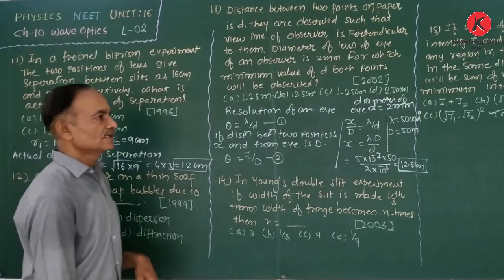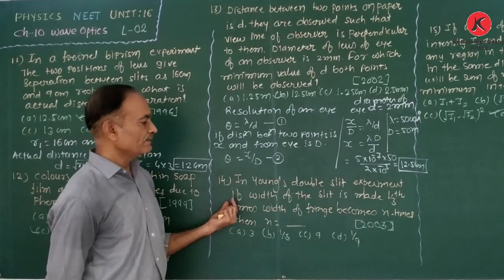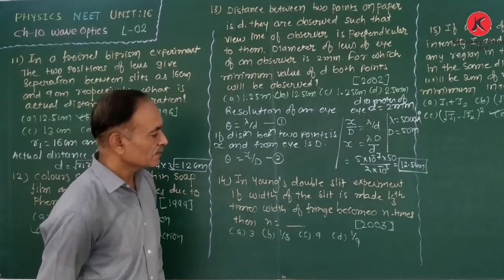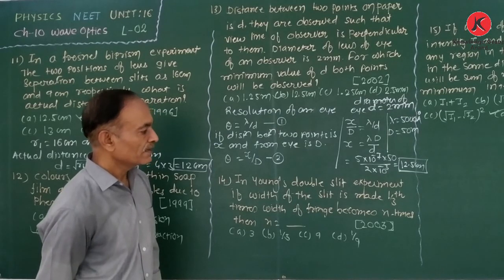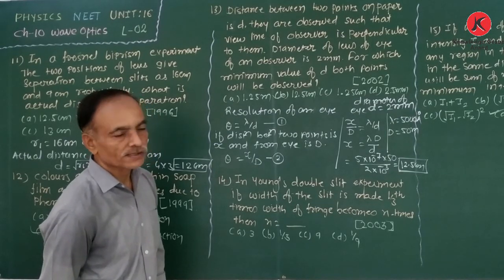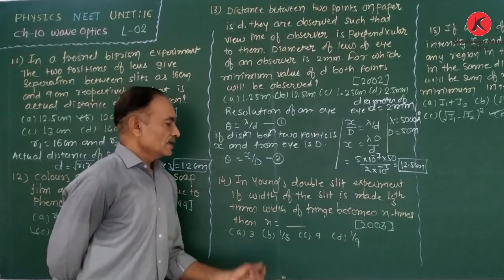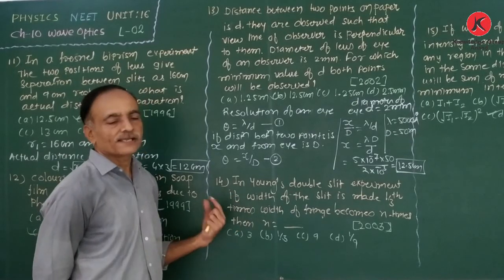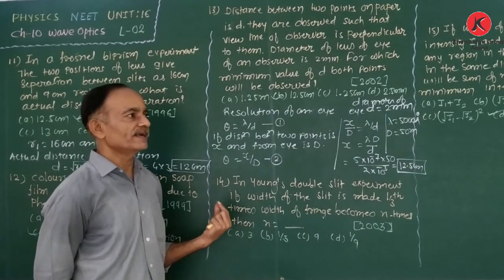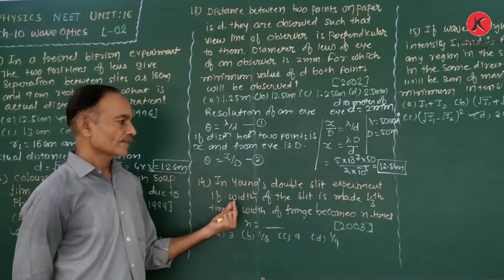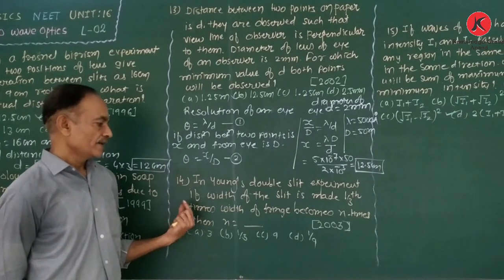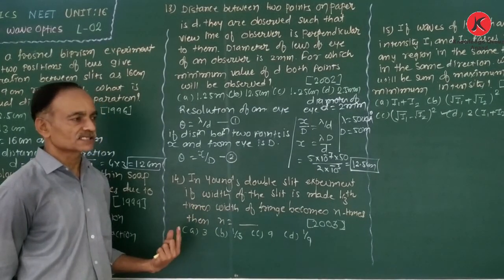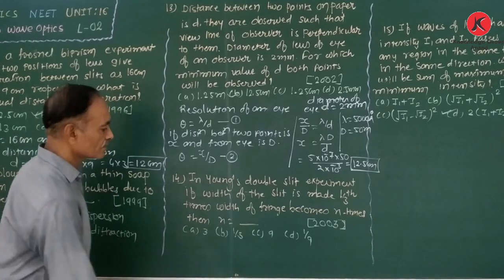Okay. Now next, in Young's double slit experiment, if the width of the slit is made 1/3 times, the width of the fringes becomes n times, then n is equal to what? What it says is that in Young's double slit experiment, the width of the slit is initially d, now we decrease this width by 1/3. So in that case, what should be the width of the fringes?